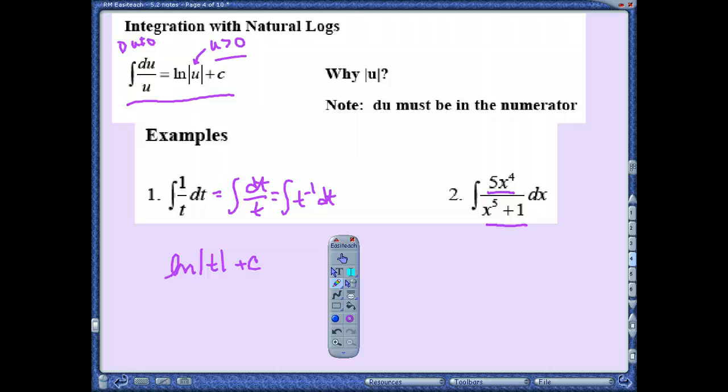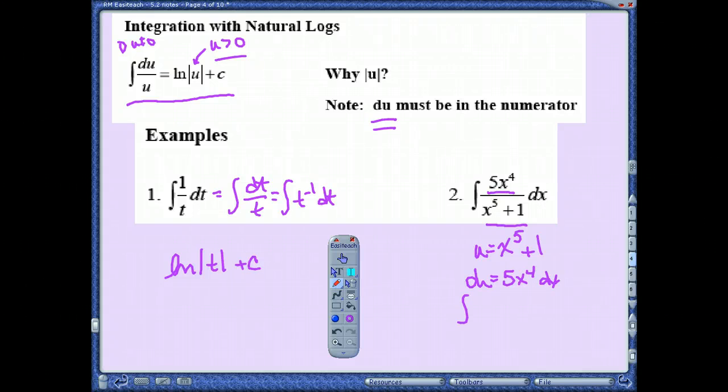I also have to keep in mind that the du has to be in the numerator. You can't divide by du. du is something that's multiplied, so that's going to be in the numerator. So that will also help you figure out that if it's a higher power, it's in the bottom, that is u. Hopefully, the numerator will be absorbed with that dx. Okay, so my derivative of x to the 5th plus 1 is 5x to the 4th dx. Sure enough, that's going to be my du. I don't have to do any additional work.